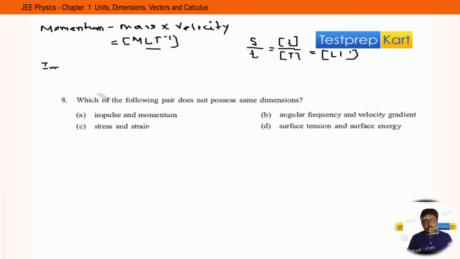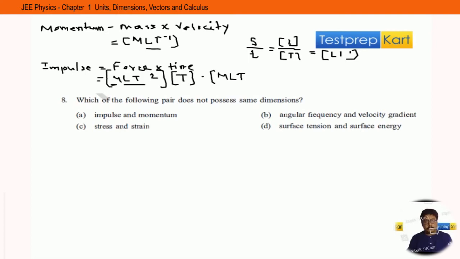Now we come to the impulse. Impulse of force is a force that is applied to a body for a certain period of time. So impulse means force into time. We have already seen the dimensions of force, that is M L T to the power negative 2, because force is equal to mass into acceleration, right? And then it's time. So it should be M L T to the power negative 1.